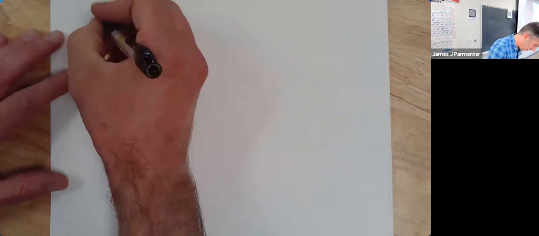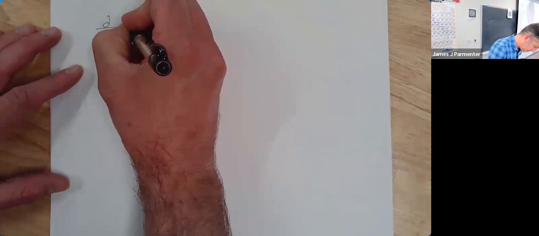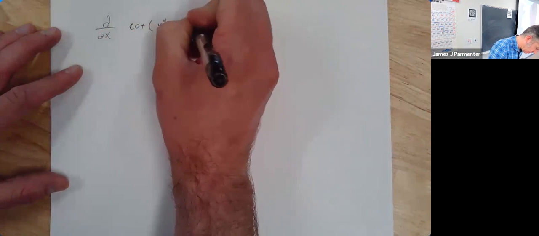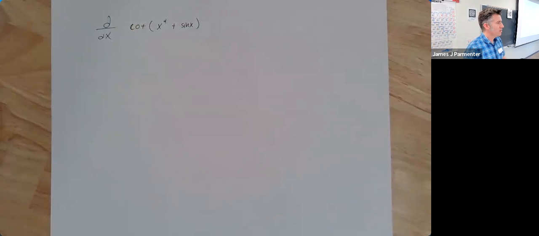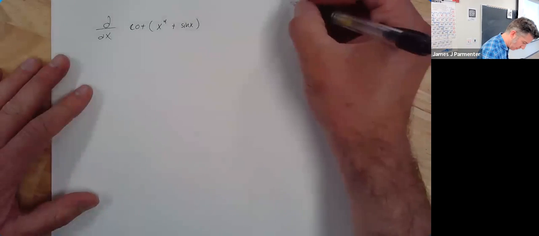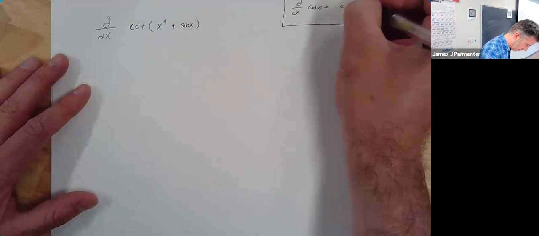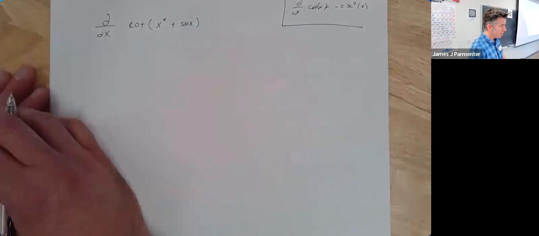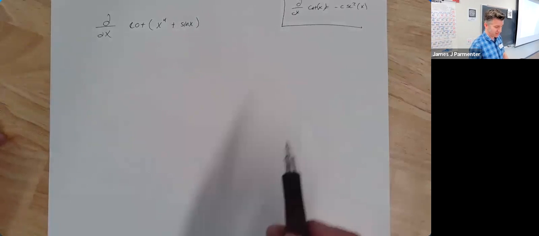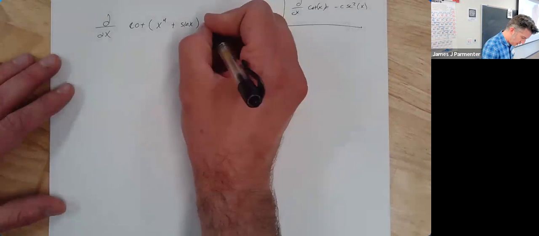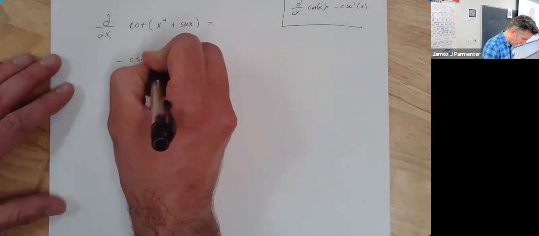Let's say we want to find the derivative of something like cotangent of x to the 4th plus sine of x. Okay, here's how my brain is braining it. What's the derivative of cotangent of x? Gotta remember it. The derivative of cotangent of x is negative cosecant squared of x. So the derivative of cotangent of some stuff is going to be negative cosecant squared of that stuff.